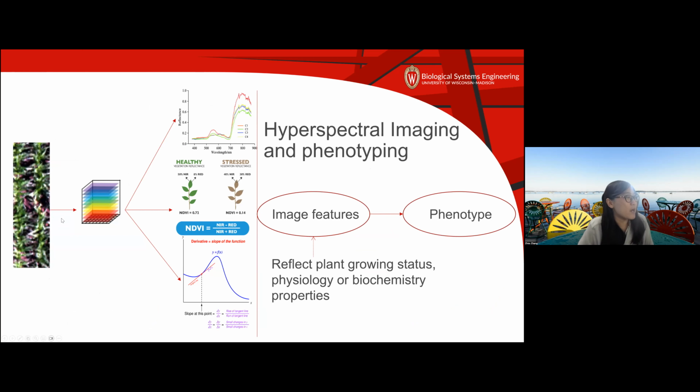From the hyperspectral data, we can have thousands of bands, but sometimes we don't need to use all the spectral bands. Then we can use NDVI or other vegetation indexes. Because we have thousands of bands, we can actually calculate multiple or hundreds of different vegetation indexes. And then we correlate our image features with the phenotypes and use machine learning models to estimate those phenotypes. Again, for the forage crop, here we are targeting the forage quality parameters.